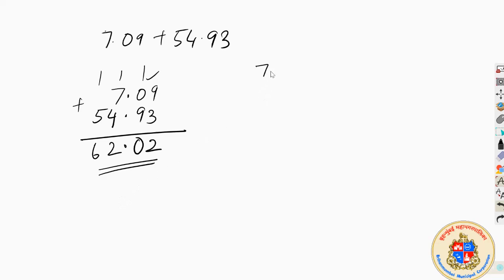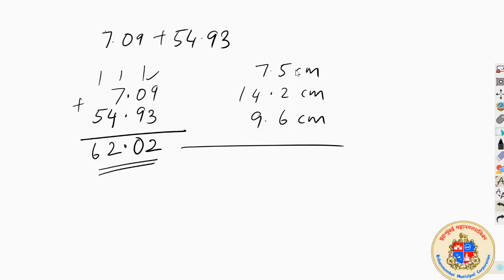Understood? Sometimes there can be more than two, more than three. Sometimes, for example, 7.5 centimeter. I wrote an example. 14.2 centimeter. 9.6 centimeter. You will be adding simply. 6 plus 2, 8 plus 5, 13. Carry 1. 1 plus 7, 8 plus 4, 12 plus 9, 21, carry 2, 2 plus 1, 3, decimal at its point, unit as it is. Only with the same unit can we add, otherwise you have to change the unit and add. Understood?